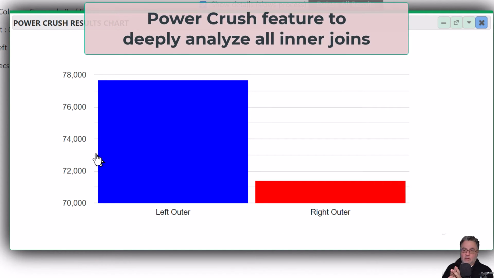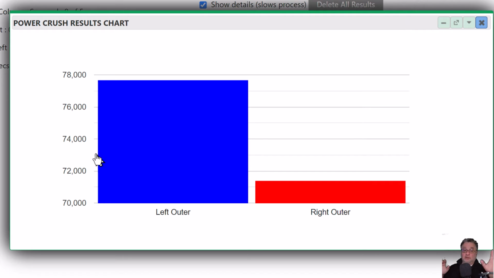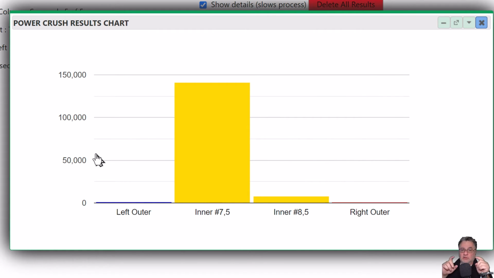Okay, so now what we're going to do is we're pressing the Power Crush button, and this does something that's extraordinary. It takes the columns, there's just 2 on the left and 2 on the right, and it does every combination of columns to try to match it up and see what's best. Why? Because it wants to figure out what's the outer join on the left side, what's the outer join on the right side, and then let's look deeply at those inner joins, and that's where the magic really happens in Crush. What are those inner joins like? Are both columns matching, or is just one column matching?